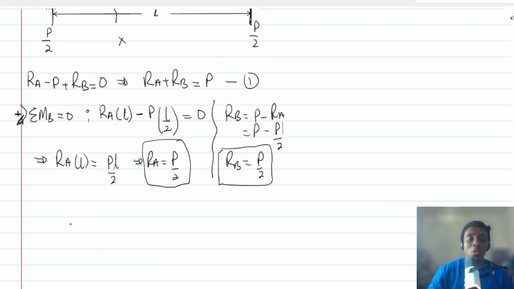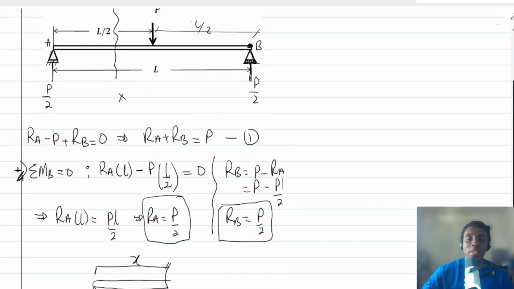Okay, so I have this here. So this is my section, and then there is a reaction here, and that reaction was what? P over 2. So because I have taken a section, I can call the distance from here X.